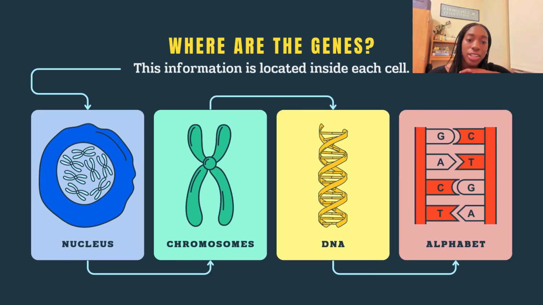For more of this discussion on the genes and where they're located, we're going to start off on a larger level and then narrow our way down. We're going to start off with the nucleus, then go to the chromosomes, then the DNA, and a little something I like to call the alphabet that deals with base pairing.